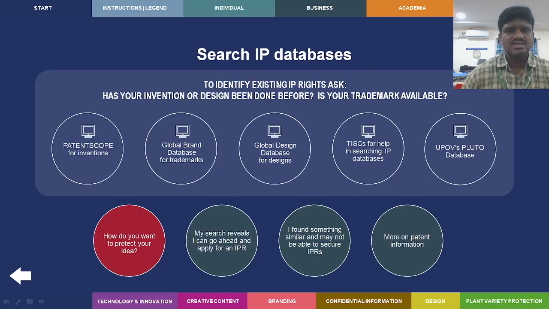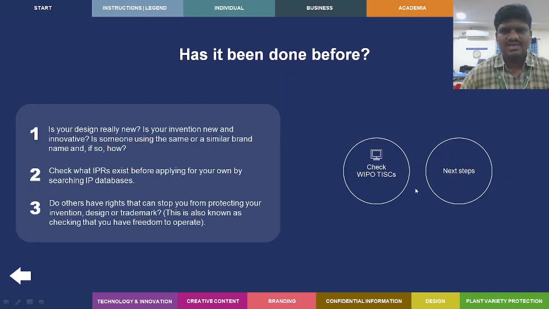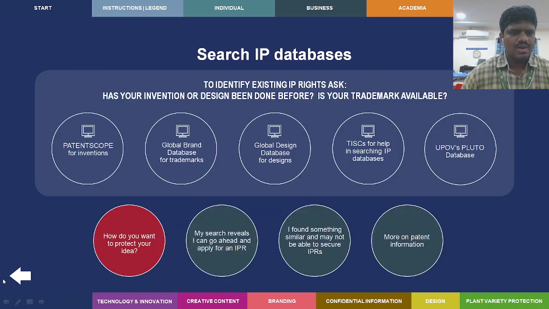So next, search the IP database. How to search the IP database? See, to identify existing IP rights, first you have to go to Patentscope for inventions. A global brand database is there. A global design database is there. So it depends upon the type of intellectual property right. You have to search in that website. Understand? So like that you can check whether it is available or not, or the World Intellectual Property Organization. You can check it here also, right? So like this.